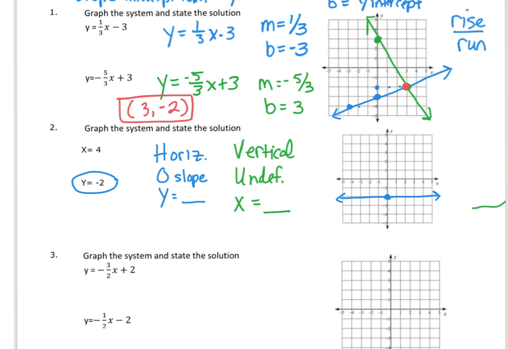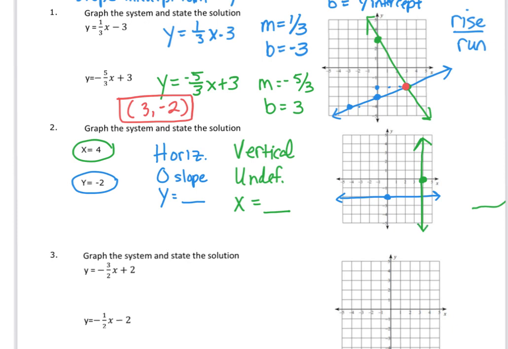Hold on. I'm not sure why this pen's not working. I'm sorry. Hold on just a minute. Okay, x equals to 4. Okay, so x equals to 4, I go over here on my x-axis. X equals to 4 is right here, and I know that's a vertical line. So this is my equation. This is the line for my equation there.